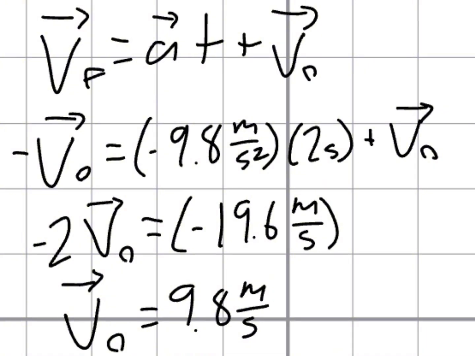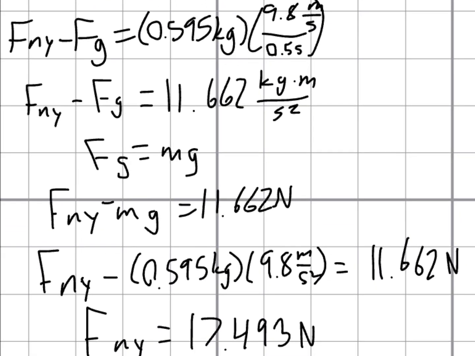which is no coincidence because the ball spends exactly 1 second going up and 1 second going down under gravitational acceleration. Now, we can plug in initial velocity into the y-axis equation. By multiplying all values, we can find the net force, which is 11.662 newtons. To solve for the y component, we must solve for the force of gravity, which is equal to the ball's mass times gravitational acceleration. With these values, we can add the force of gravity to net force to get the y component force, 17.493 newtons.